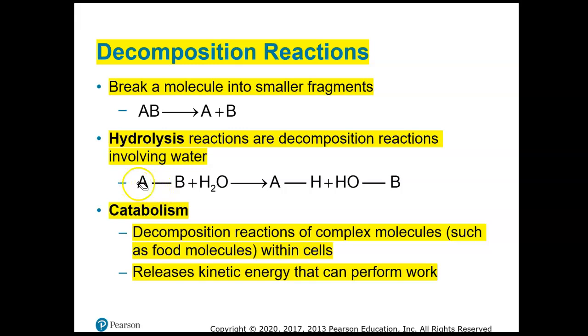Since the chemical AB needs water to split, what happens is one of the hydrogen atoms bonds with the A. The other oxygen and hydrogen bond with the B. So you have a hydrogen atom bonding with the A, and then OH is hydroxide. You have a hydroxide that bonds with the B. And by doing that, it breaks up chemical AB. Anyway, that's a hydrolysis reaction.